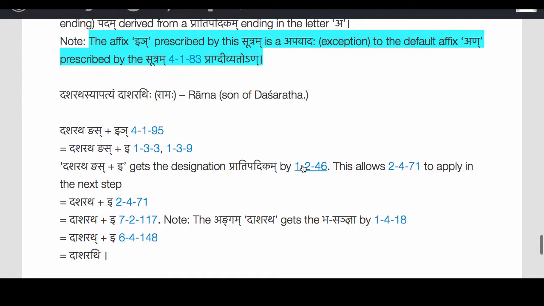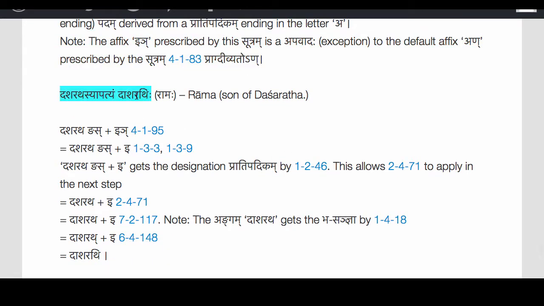Okay, let's take an example now. Example here is Dasharathasya Daśarathihi Ramaha. The meaning of Daśarathihi is a descendant of Daśaratha, but it generally refers to Sri Rama, son of Daśaratha, because Sri Rama is of course the most famous descendant of Daśaratha. So prasiddhatvat, it is Sri Rama.